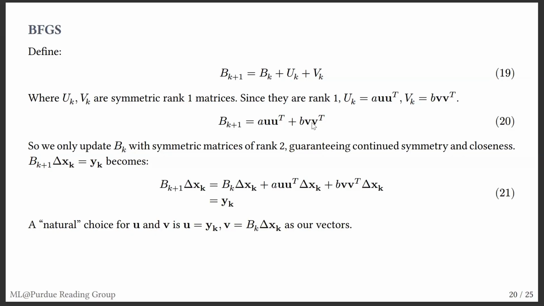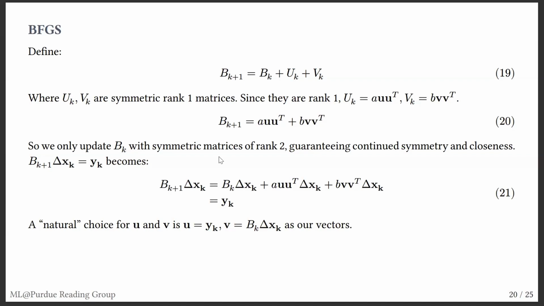Each of those are symmetric. That's great. It means that B of k plus 1 is also symmetric. We're only changing 2 ranks because each of those are rank 1 matrices. Again, great. It means we're changing very little from the original B of k. So we're going to continue remaining symmetric, and we're going to continue being close. Two of the 3 requirements are already accomplished.